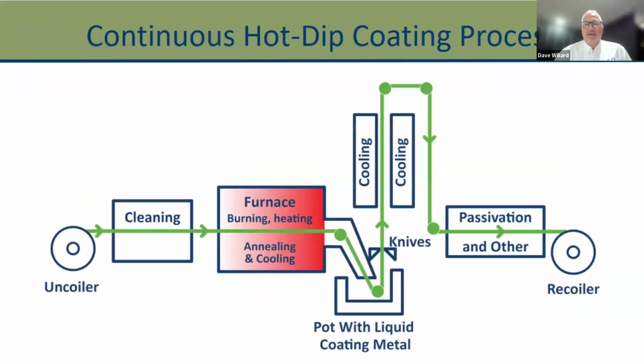And here's a quick look at how this works for hot-dipped galvanized. It goes through a cleaning process, and then the biggest part is it goes through a pot with that liquid coating metal. There are air knives that keep the consistency in the thickness, so you get the right thickness, and then it goes through a passivation process, which is really just an oil that's added to protect the coil while it's being transported.